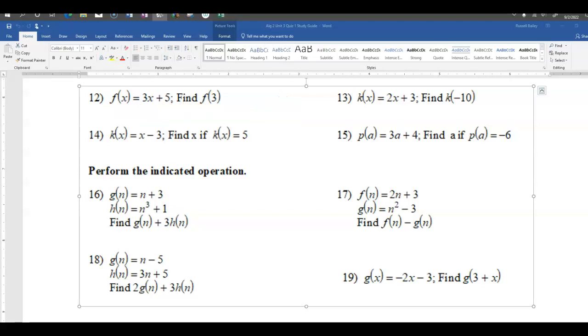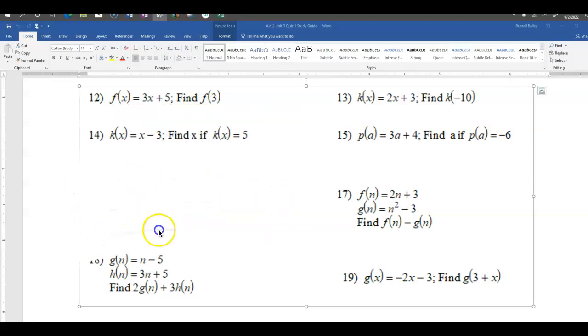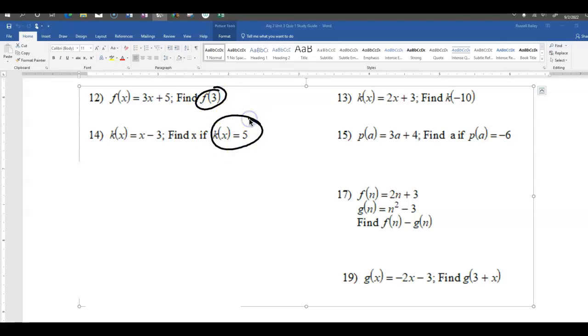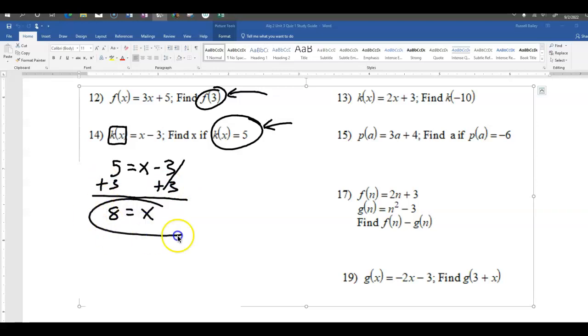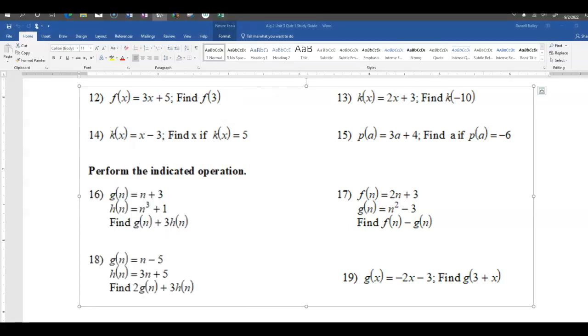Now, contrast that with number 14. Number 14 looks kind of similar, but it is a different type of question. Notice the difference in these two things. For this one, you're plugging 3 in for x. But for this one, the way that you handle these types is you're going to replace the whole k parentheses x parentheses. You're going to replace that whole thing with 5. And then from there, you're going to solve for x. So in this case, to solve for x, you would just add 3 on both sides. And so that would be my final answer there. Okay? So that is number 14.